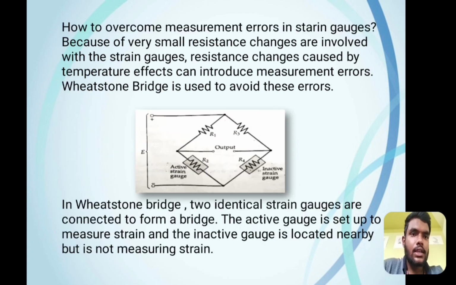Here we can see the Wheatstone bridge. In the Wheatstone bridge, two identical strain gauges are connected to form a bridge. The active gauge is set up to measure strain and the inactive gauge is located nearby but is not measuring strain.